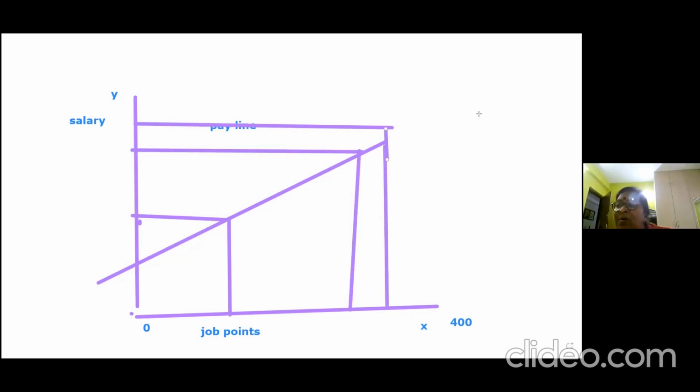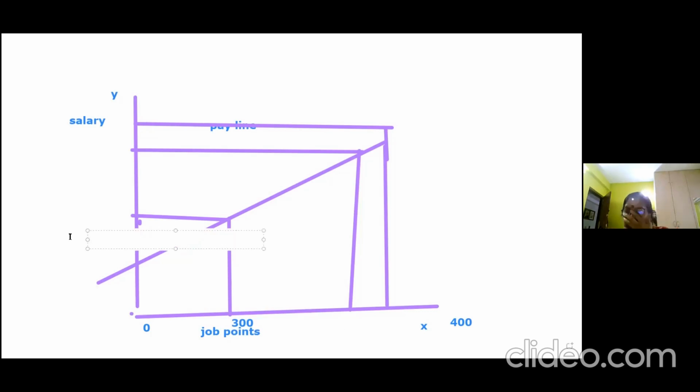Are you with me now? A pay line establishes the relationship between what you should pay. This is job points and this is salary. Say for example, this is a job point of 300. Then this will become your salary point. That is, whatever salary you have to pay, right?